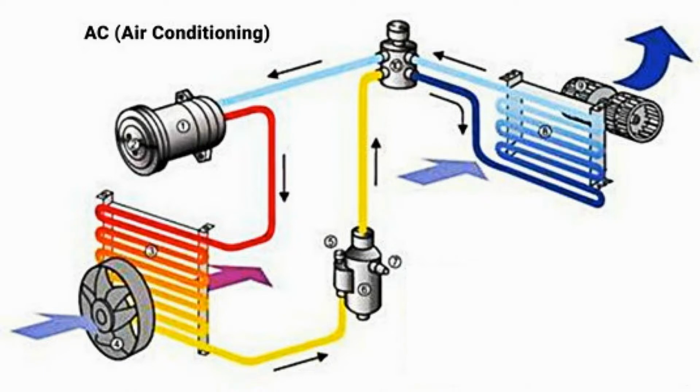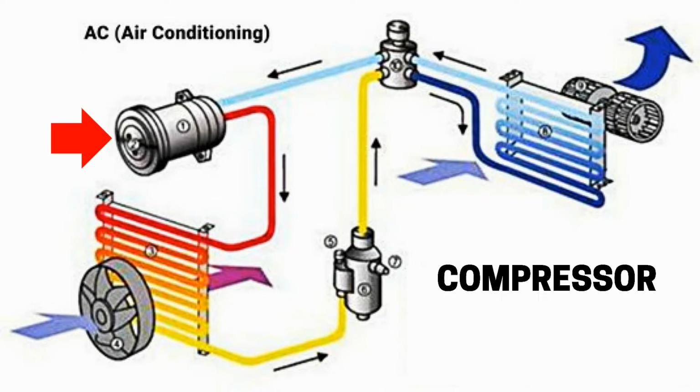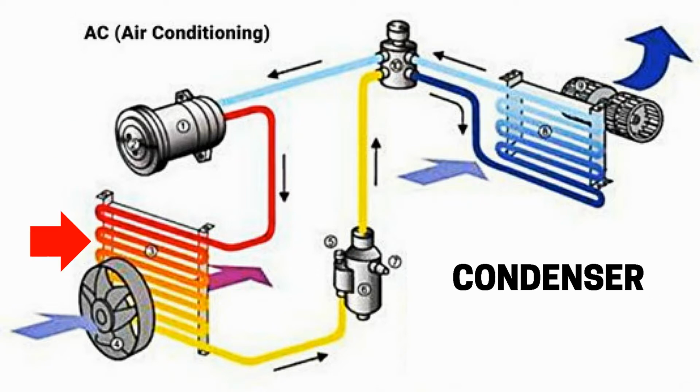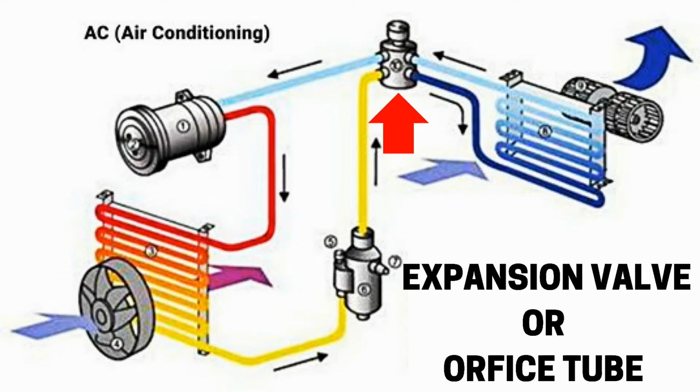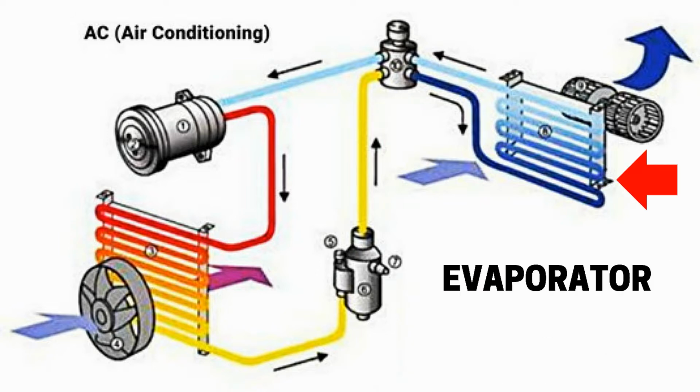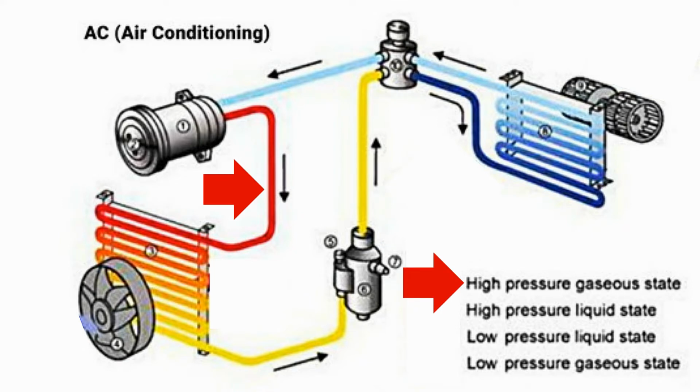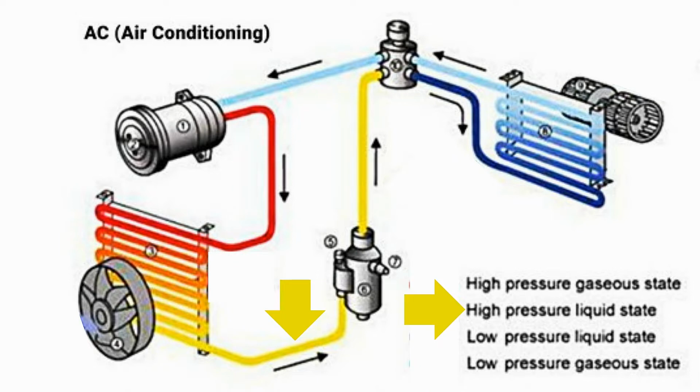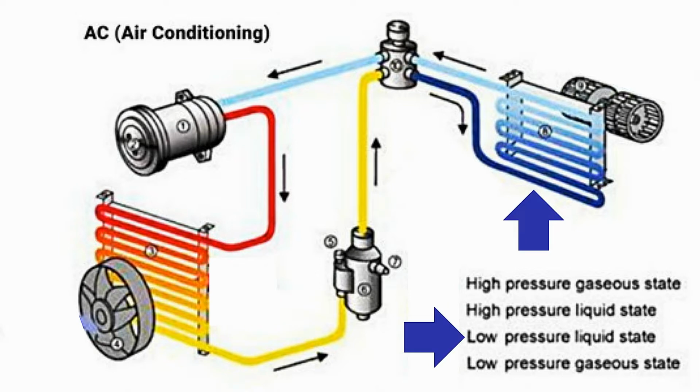The main components that the refrigerant circulates through are a compressor, condenser, dryer, expansion valve or orifice tube, and an evaporator. The refrigerant starts by leaving the compressor as a high-pressure gas. The refrigerant then leaves the condenser as a high-pressure liquid. The refrigerant then leaves the expansion valve or orifice tube as a low-pressure liquid. The refrigerant then leaves the evaporator as a low-pressure gas and returns to the compressor.